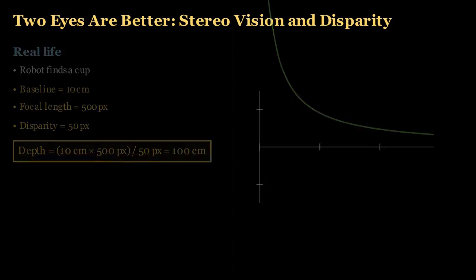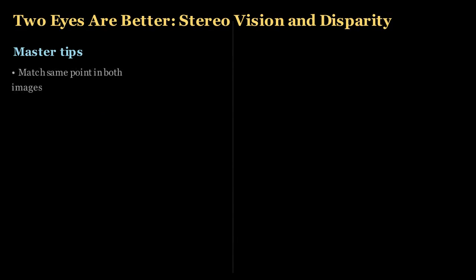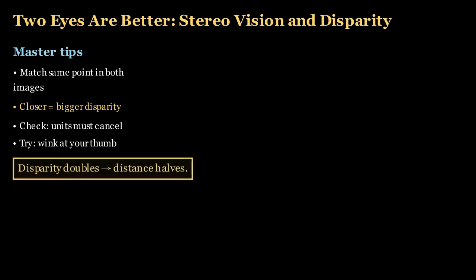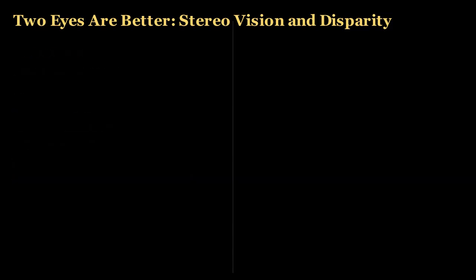The trickiest part is finding the exact same point in both images. A tiny mismatch ruins the measurement. Always remember, a bigger disparity means a closer object. When you calculate, make sure the pixel units cancel, leaving a real distance. Try it.